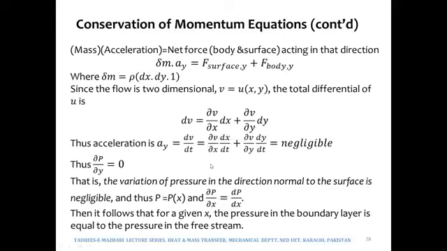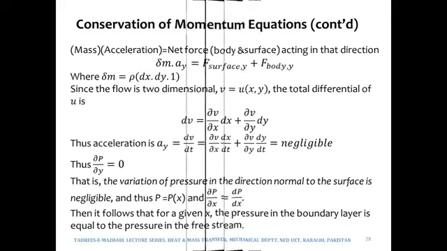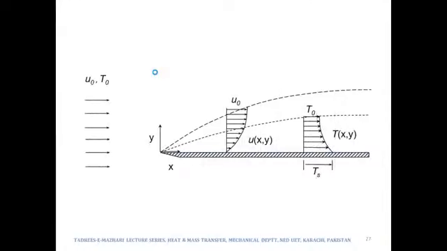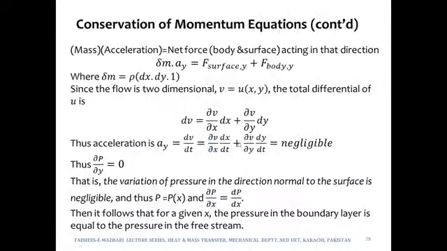It would be negligibly small because we have seen on the previous page that dou v by dou x and dou v by dou y are negligible. This was the first point that we had discussed over here, that dou v by dou x and dou v by dou y are both negligible. So therefore their product with any of the terms would also be negligibly small, and therefore dou p by dou y would become 0.